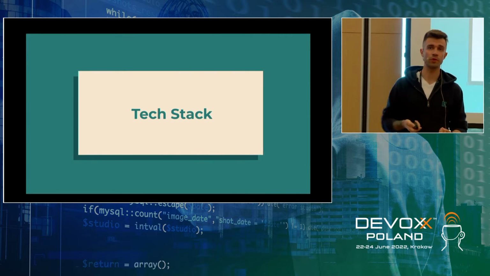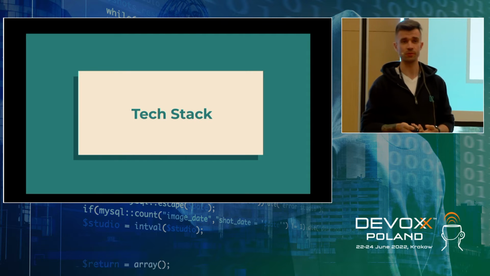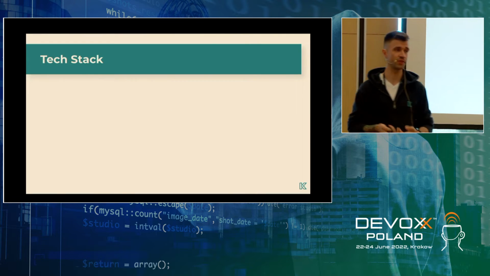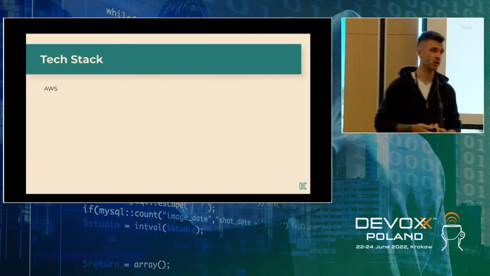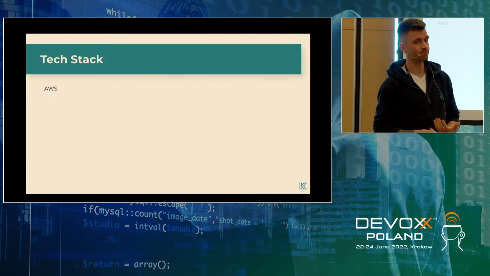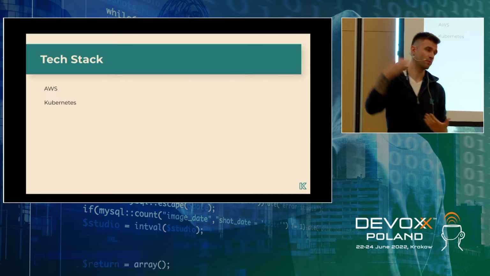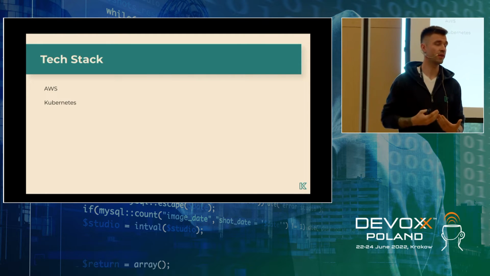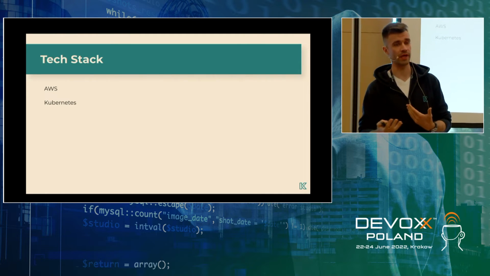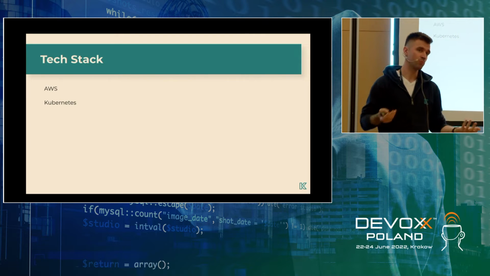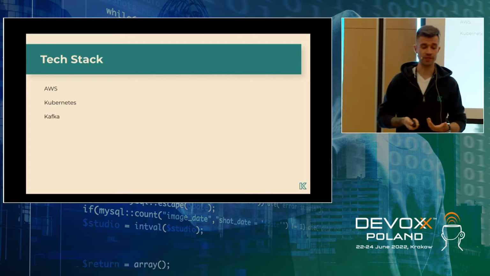So let me tell you two words about our tech stack. There will be no big surprises, no unknown technologies. We start with AWS. We are a cloud-based platform. And on top of that, we have Kubernetes, so EKS. Also no big surprise here.